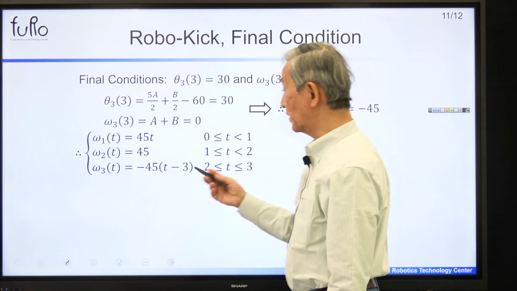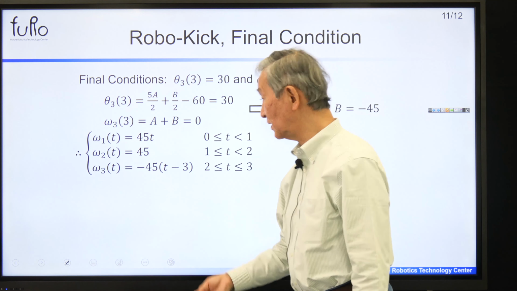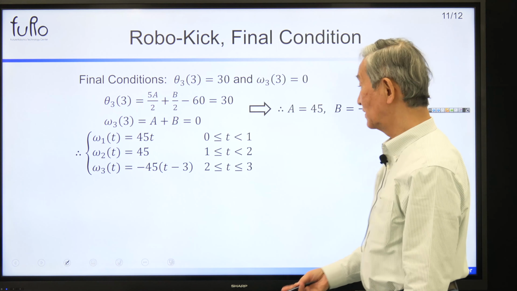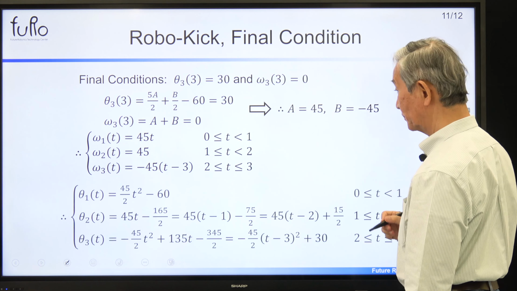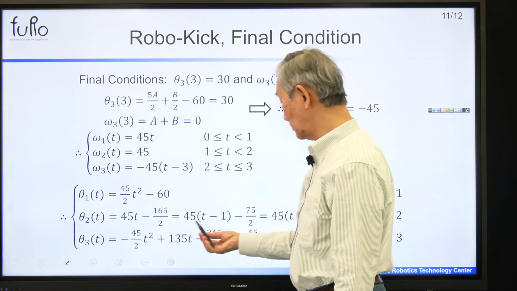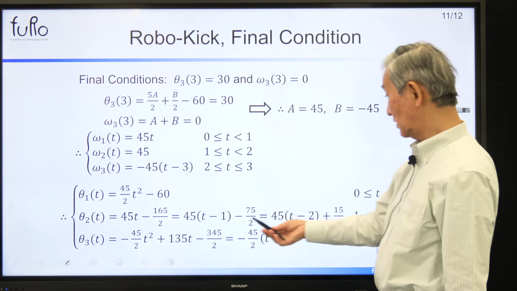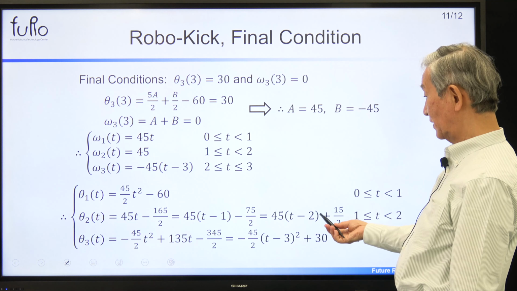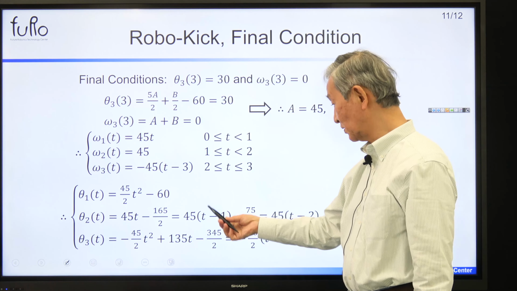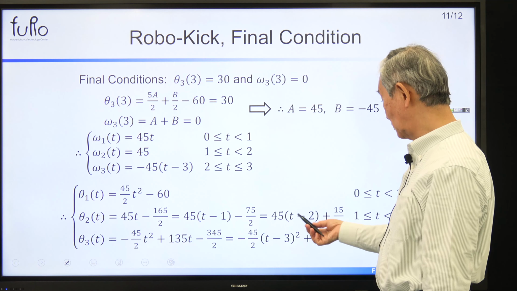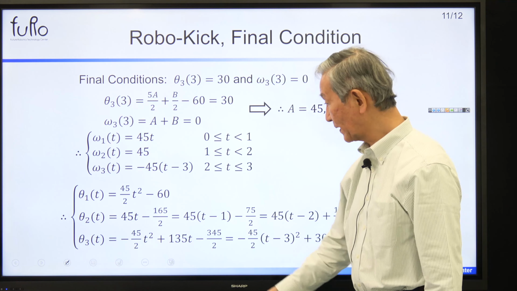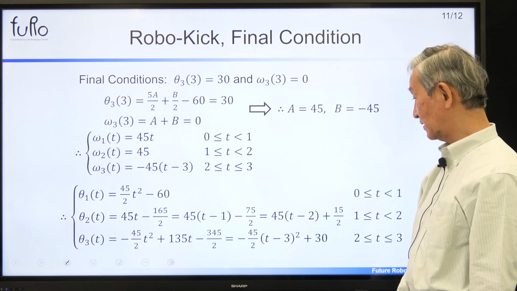So this is what we got. Omega 1 is 45t, and 45 minus 45t minus 3. And theta 1 is this, theta 2 is equal to that, either this way or that way. This way, when t is equal to 1, this one disappears. And this way, t is equal to 2, this one disappears, whatever you like. And theta 3 is this.